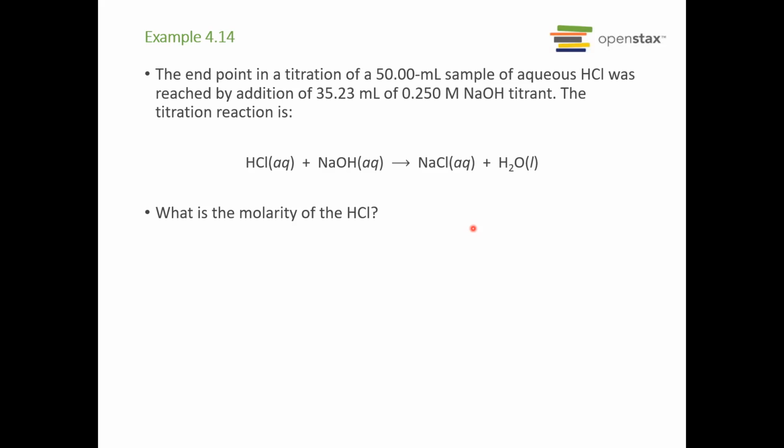So if we look at the reaction, acid-base reaction, so we produce salt water. And since this is sodium hydroxide and hydrochloric acid, that salt is just going to be table salt, sodium chloride. But it tells us the endpoint of a titration of a 50 milliliter sample of aqueous hydrochloric acid was reached by addition of 35.23 milliliters of 0.250 molar sodium hydroxide. What is the molarity of the HCl?